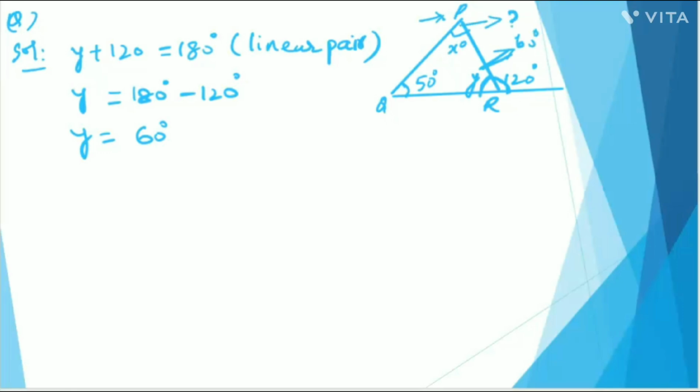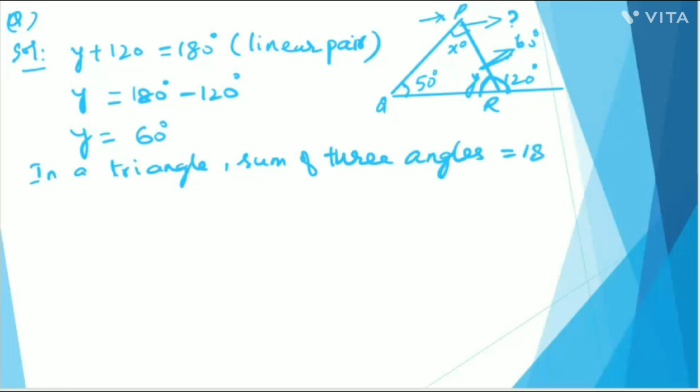How are we going to solve this? We'll use the formula: in a triangle, the sum of three angles is equal to 180. Now in the triangle we have three angles: x, 50 and y. x plus 50 plus y is equal to 180.